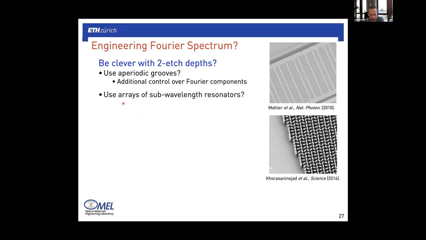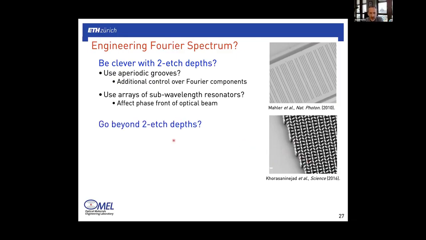Another approach is to make these so-called metasurfaces, where the Capasso group at Harvard has really been a driving force, where you use your 2 etch depths to make little local blocks. These little blocks act as sub-wavelength resonators so that when a light beam comes in, its local wavefront is affected. And then collectively, all these little blocks can do something interesting in terms of the diffraction.